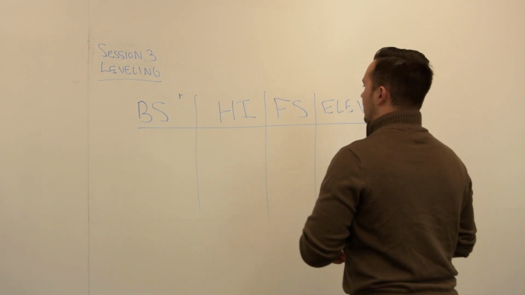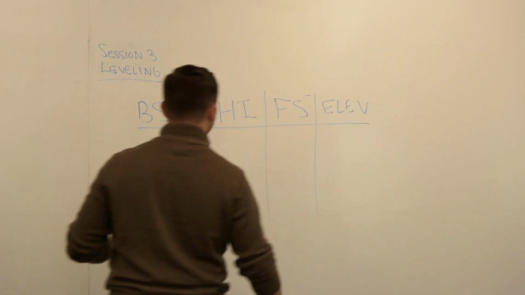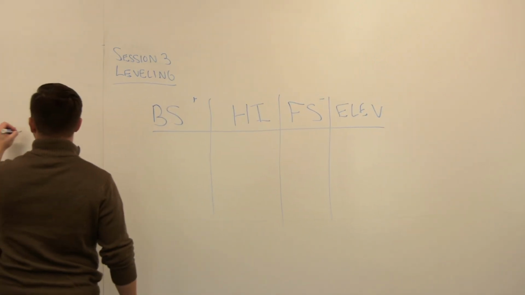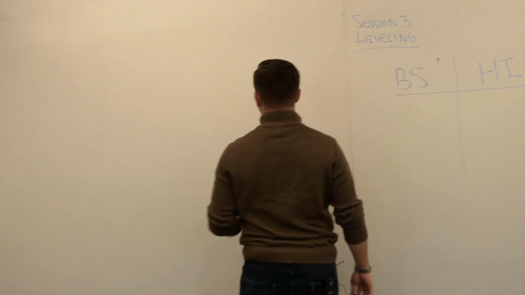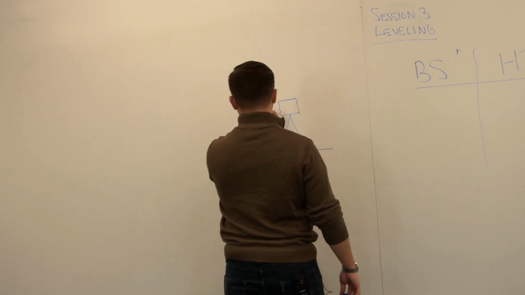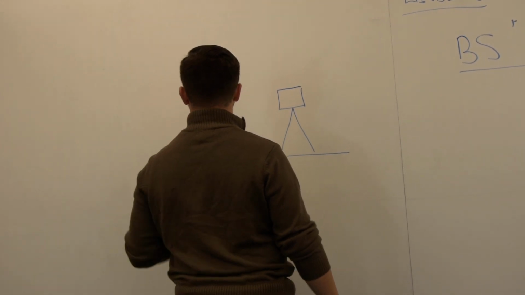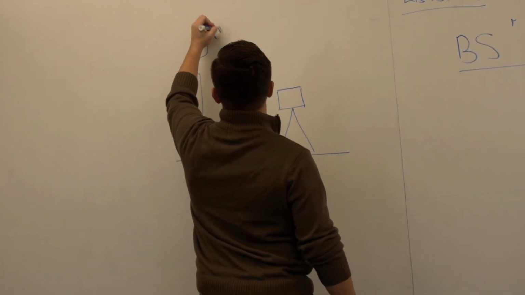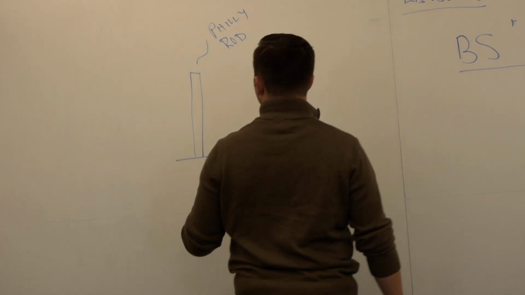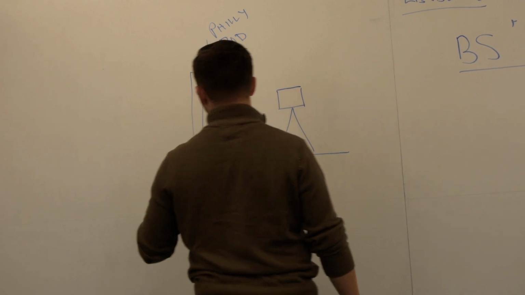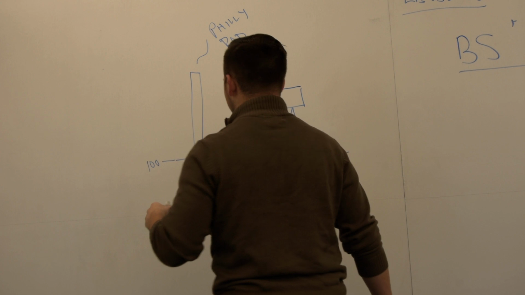So to draw that out, we will be referencing something that looks like this. We'll have an instrument that is set up right here based on a certain ground elevation. We'll have a point that's here, and we'll have something that's referred to as a Philadelphia rod, also known as a Philly rod. This is a known elevation, and we'll call that 100.